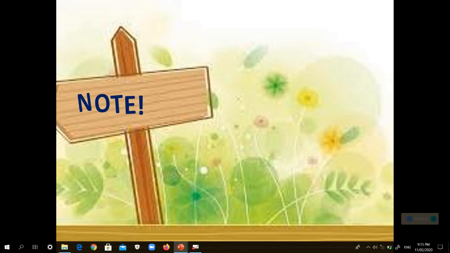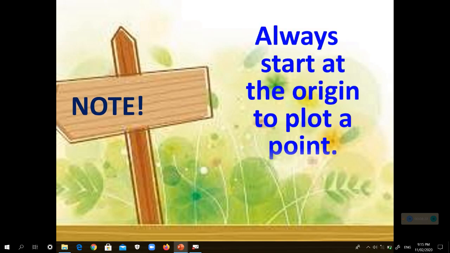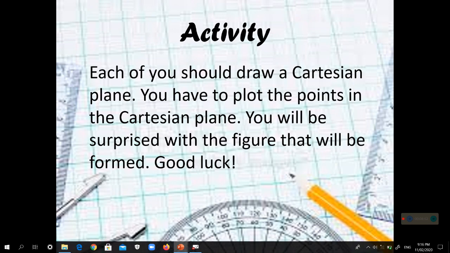Okay. So again, you have to take note that you always start at the origin to plot a point. Just like in naming the point, you are going to start from the origin, going to the value of the x-axis, followed by the y-axis, and then the point of intersection is the name of the point. So this time, start at the origin, go to the x-axis, then y-axis, and the point of intersection is the place of that point. Okay?